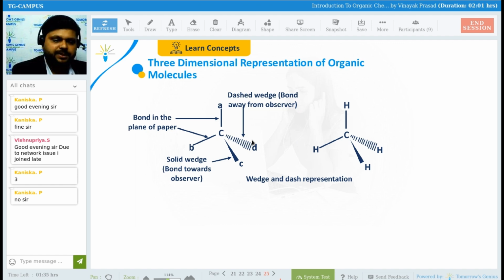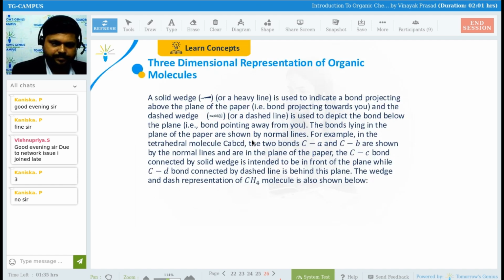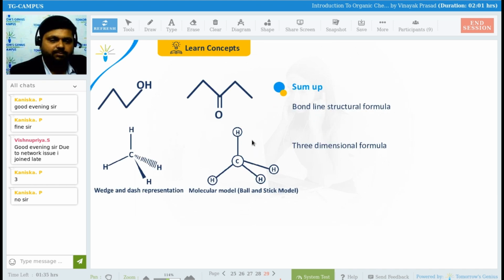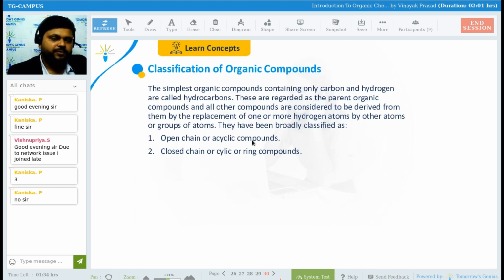See here. This we have seen, bond line and dash line. Now see here, we have seen the structural formula, right? Condensed formula, we have seen this condensed formula. Actually, we are revising the structural, then condensed. This bond line is a structural formula. This is bond line. And this is the 3-dimensional formula that we have seen. Is it okay? Now we are going to discuss the classification of organic compounds, right?